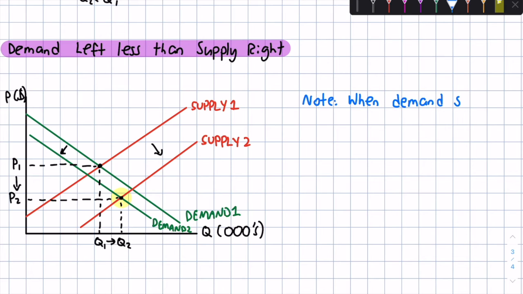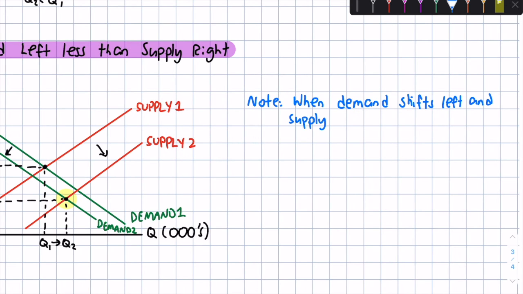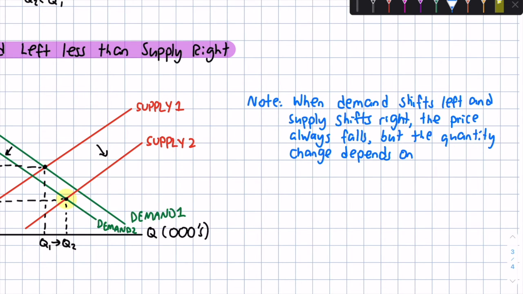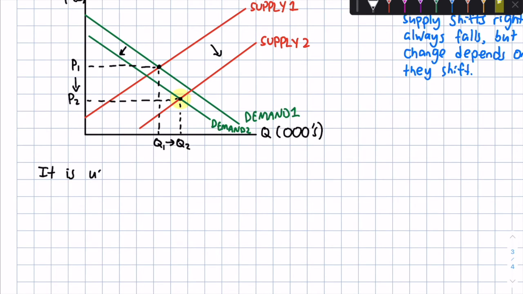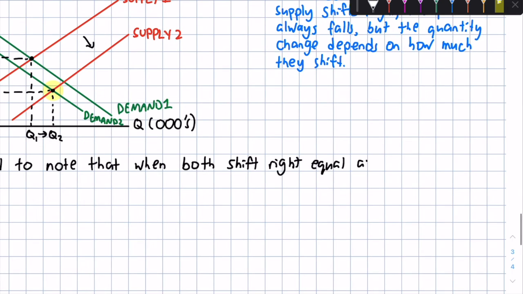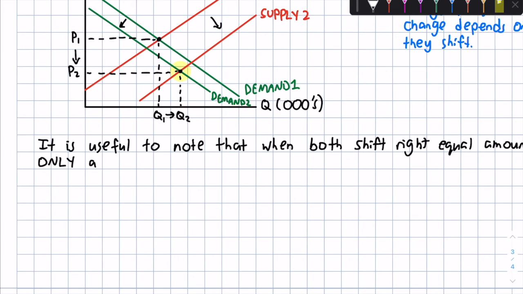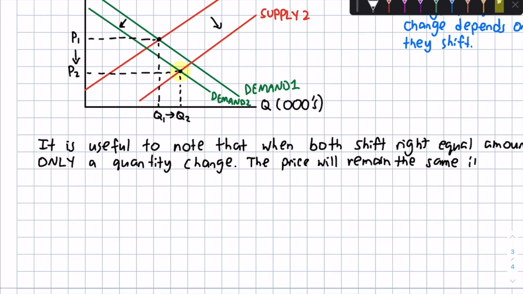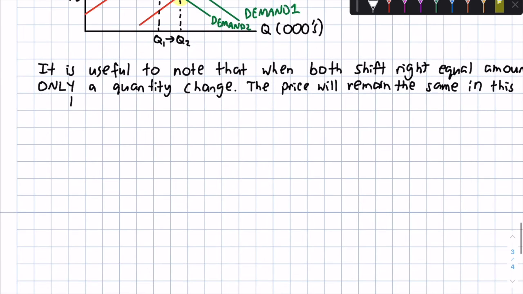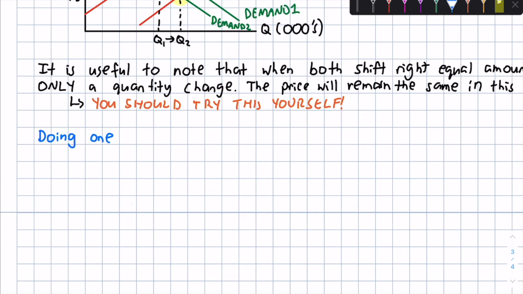So it's important to note here also that when demand shifts to the left and supply shifts to the right, the price always falls, but the quantity change depends on how much they shift. And this is very important and can easily be tested on an exam as well. So it's also useful to note that when both shift right by equal amounts, there's only a quantity change in this case. The price will remain the same. So you should try this yourself again. And this is the opposite of when it shifts to the right.